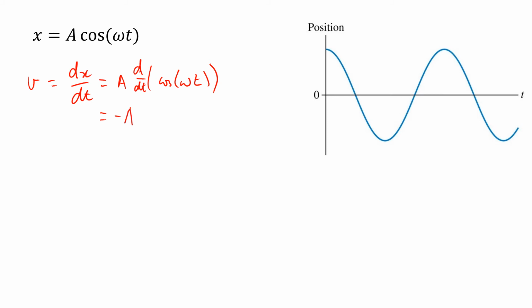A omega sine omega t. Okay? So this is telling us our maximum velocity is A omega, our minimum velocity is negative A omega. It's a sine function, so it's going to look something like this.